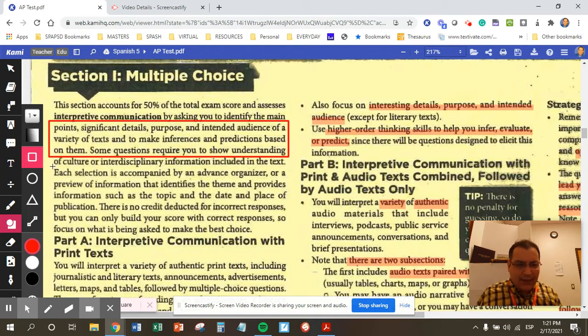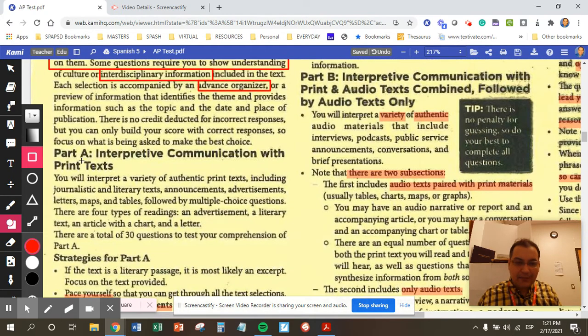Bien, takeouts from here. I think that this is a keyword: interdisciplinary information through the different graphic organizers, okay? Advanced organizers. So pretty much reading texts that are in boxes and those charts that you can identify and make sense of.